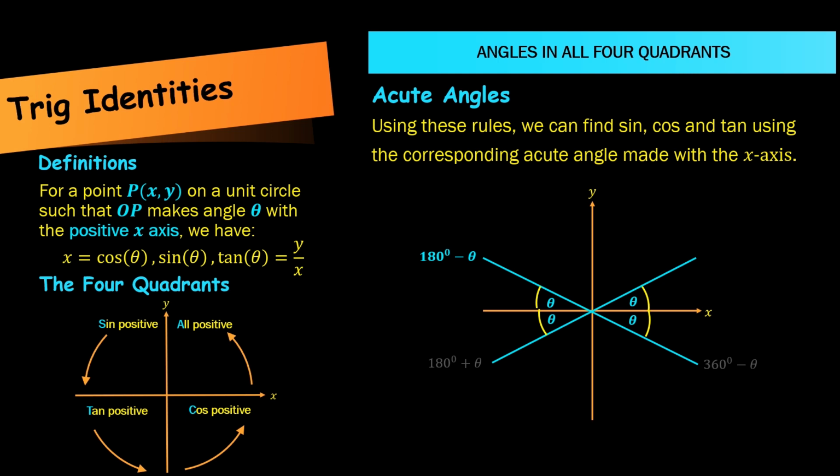Here's an illustration. Here are different ways in which we can see theta. 180 degrees minus theta has been highlighted, as you can see. Here, sine of 180 minus theta is equal to sine theta, where theta is an acute angle. And tan of 180 degrees minus theta equals minus tan theta, and cos of 180 degrees minus theta is minus cos theta.